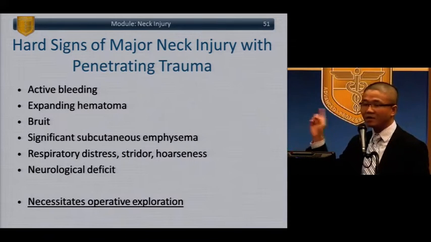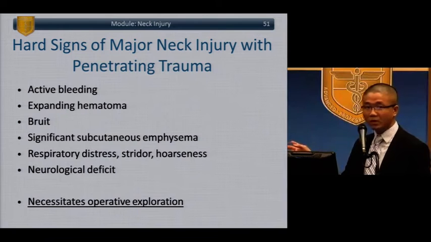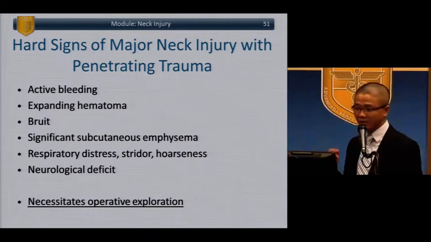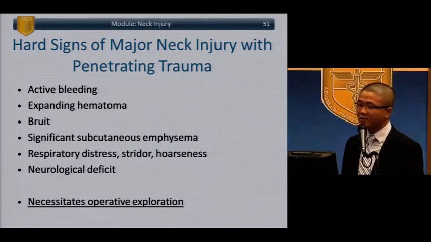Now, these are absolute indications, whether or not there's a platysma disruption. Frankly, if you see these signs, there definitely was platysma disruption: any active bleeding, expanding hematoma, a bruit suggesting turbulent flow with intimal disruption or something wrong with the carotid system, significant subcutaneous emphysema, respiratory distress, and neurologic deficit. I want to stress the respiratory distress, stridor, hoarseness, and neurological deficit.